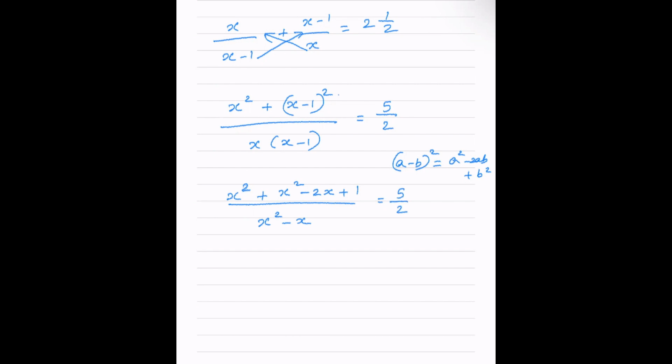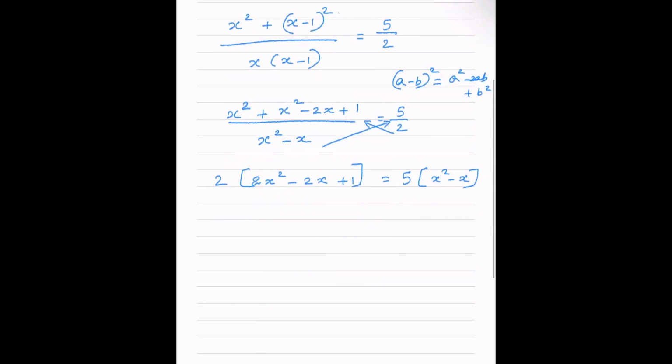Just write like this. And then x square plus x square will become 2x square minus 2x plus 1. And by the way, I am going to multiply this 2 to the numerator, and the denominator of the left hand side goes to the numerator of the right hand side. So in brackets I will write 2 times (...) is equal to 5 into x square minus x. This gives me 4x square minus 4x plus 2 is equal to 5x square minus 5x.